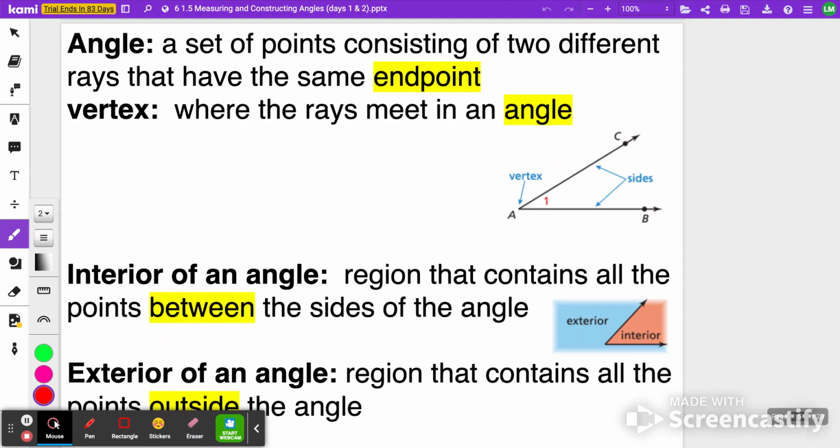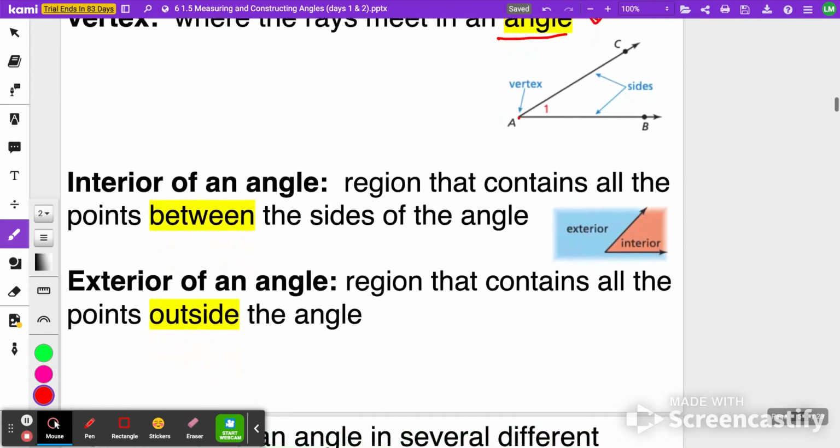An angle is a set of points consisting of two different rays that have the same endpoint. That's what we want to fill in our notes real quick. When they have the same endpoint, they're sharing, that makes an angle. You can even see a picture right down here. A vertex is where the rays meet at an angle, so which would be kind of like the point that they make together.